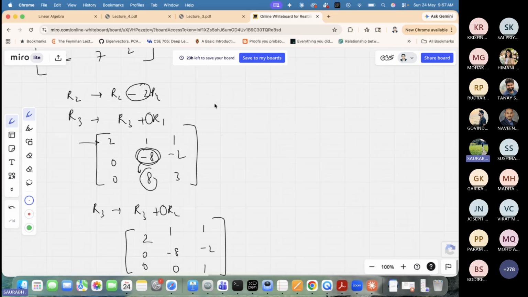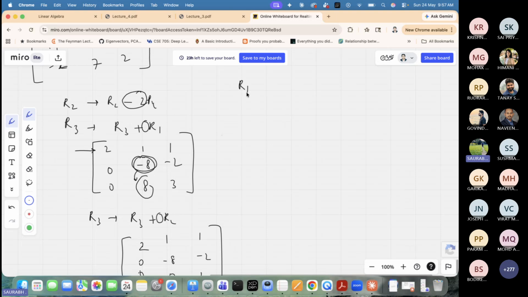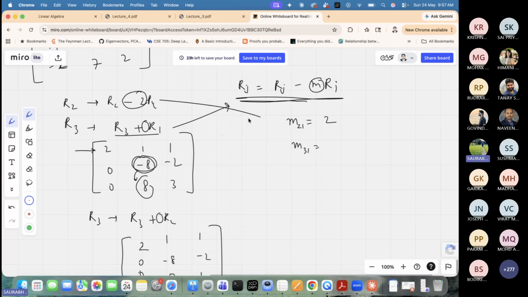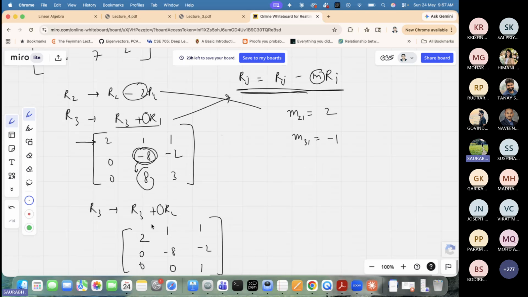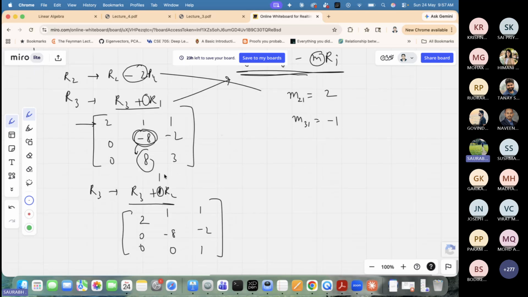So let's say, for example, if you write it like Rj is equal to Rj minus M times Ri, then whatever you have here, you have to compare it with this unique form. So your M multipliers are nothing but: the first multiplier that you have is 2, which we call M21. The second multiplier that you have, if you compare this with this, is minus 1. The third multiplier that you have got is 1.